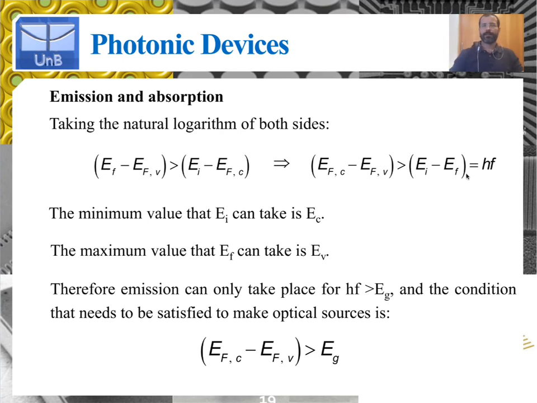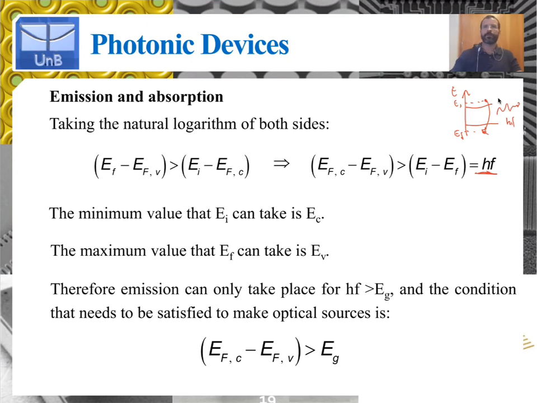Of course, since this is the initial energy level EI and the final energy level EF, in the case of emission you have an electron here which will transit down to the state associated with this energy level down here. This will be exactly the energy of the emitted photon. So hf, that's where this comes from.